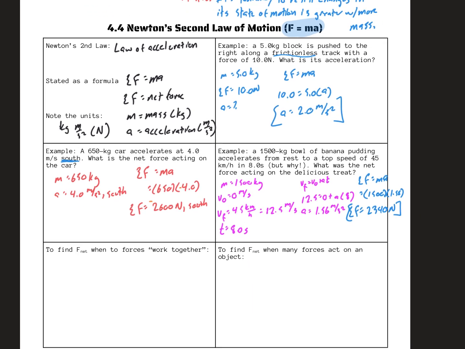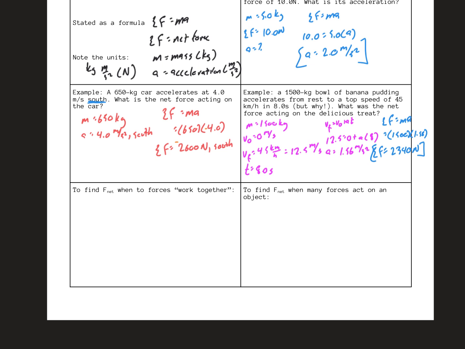So what happens if I have one or more forces acting on the object? When forces work together, I can basically start off with my free body diagram. Here's my little block right here. And when we say they work together, that means the two forces here are acting in the same direction.